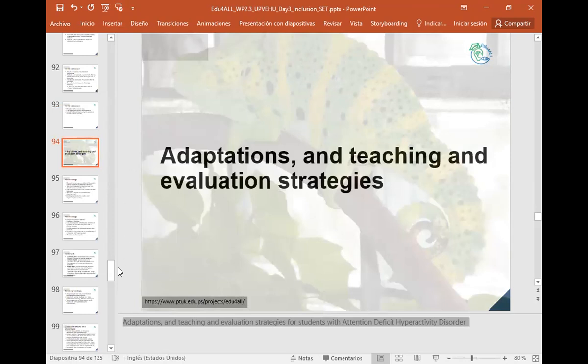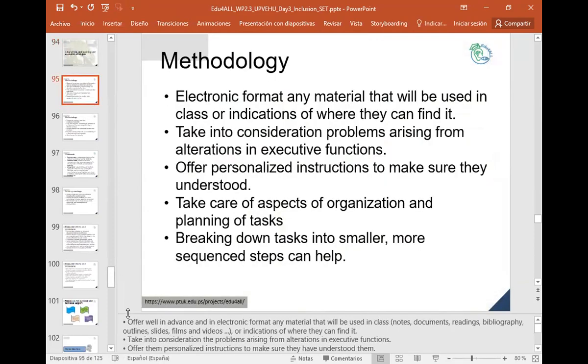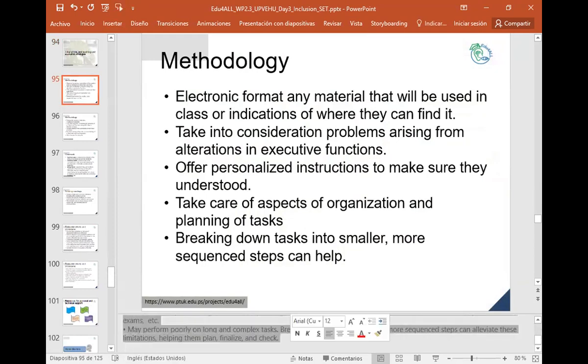Adaptations and teaching and evaluation strategies for students with attention deficit hyperactivity disorder. Offer well in advance and in electronic format any material that will be used in class, notes, documents, readings, bibliography, outlines, slides, films and videos, or indications of where they can find it. Take into consideration the problems arising from alterations in executive functions. Offer them personalized instructions to make sure they have understood them.